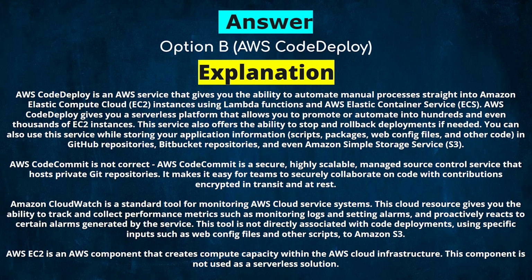Amazon CloudWatch is a standard tool for monitoring AWS cloud service systems. This cloud resource gives you the ability to track and collect performance metrics, such as monitoring logs and setting alarms, and proactively reacts to certain alarms generated by the service. This tool is not directly associated with code deployments using specific inputs such as web config files and other scripts to Amazon S3. AWS EC2 is an AWS component that creates compute capacity within the AWS cloud infrastructure. This component is not used as a serverless solution.